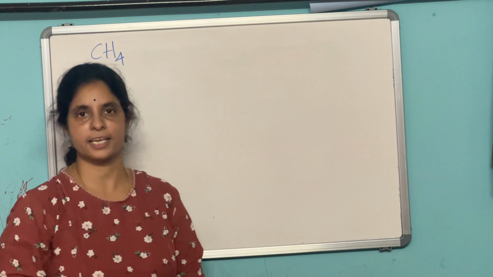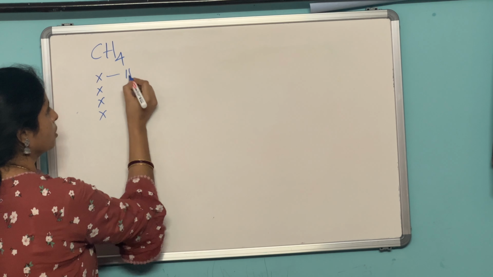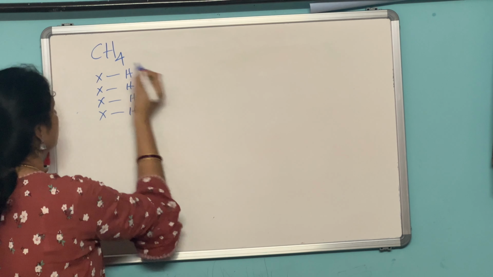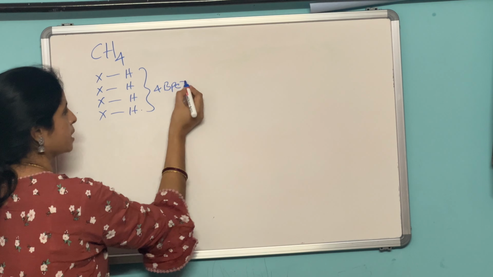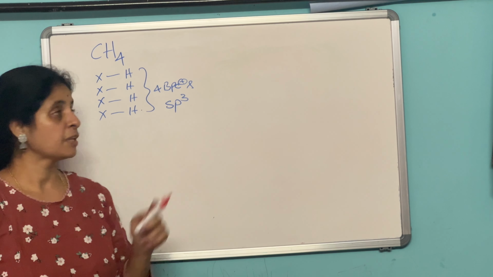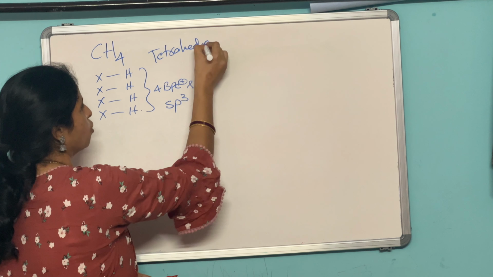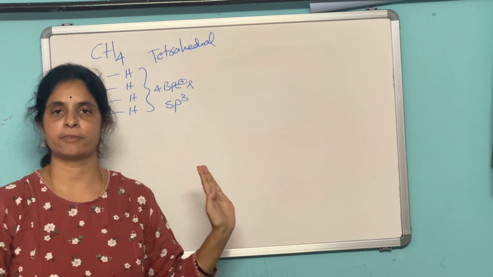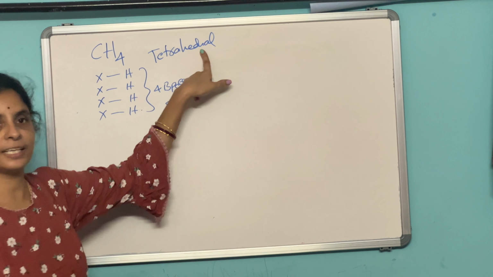So if it is CH4, carbon belongs to which group? 4th group. So here 4 hydrogens, no lone pair of electrons. So here 4 bond pair of electrons means what is the type of hybridization? sp3 hybridization, with a geometry of tetrahedral. So if a CH4 molecule is given to you, how many bond pair of electrons? Simply 4 bond pair of electrons with 0 lone pairs, and the hybridization is sp3 and the geometry is tetrahedral.